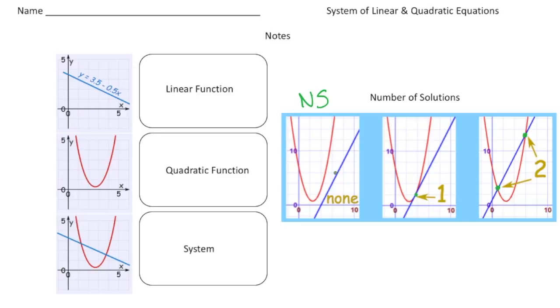So again, if it touches the graph at 1 point, there's one solution. If it touches at 2 points, it's two solutions. And if the two graphs are separate and never touch, then it's no solution.